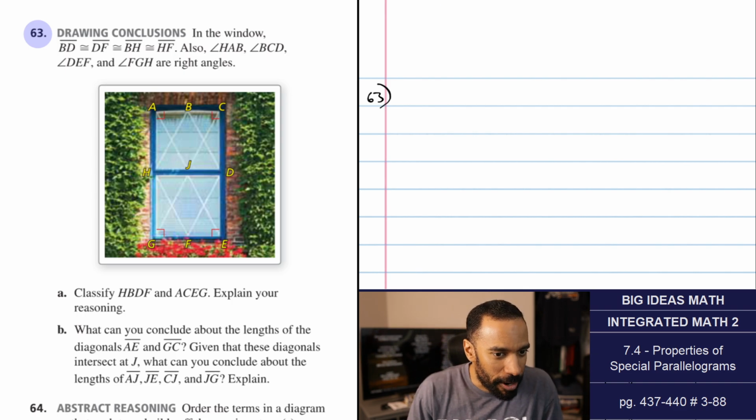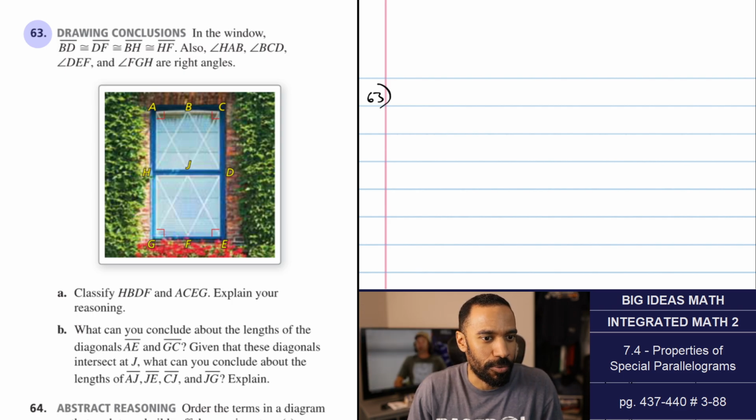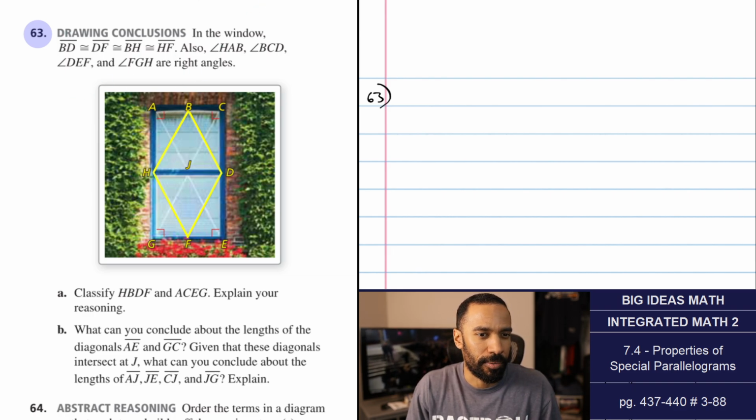In the window, segment BD. See, okay, they have markings. They have right angle markings. I don't know if you can see them. But segment BD, where's BD? Oh, BD is congruent to DF. Let's see what I can do here. I'm going to try, because last time I did this, it did not look obvious what I was doing. So BD, you can see that, is congruent to segment DF. I'll mark those in a bit. And BH is congruent to HF. Also, we got right angles all throughout here.